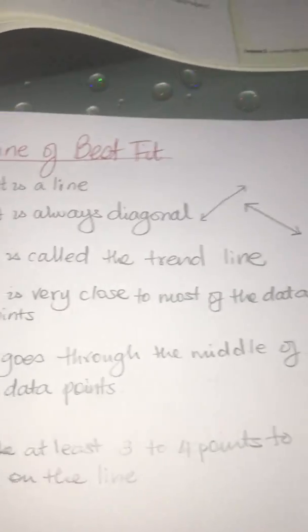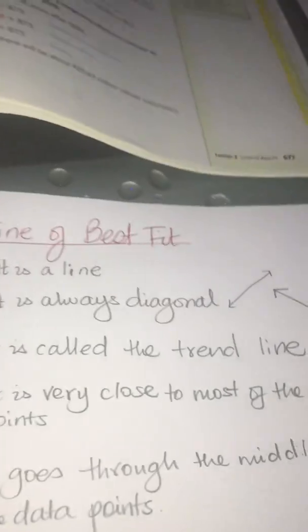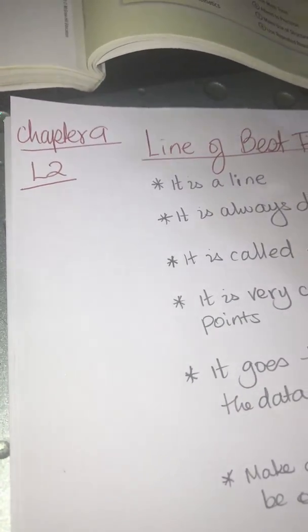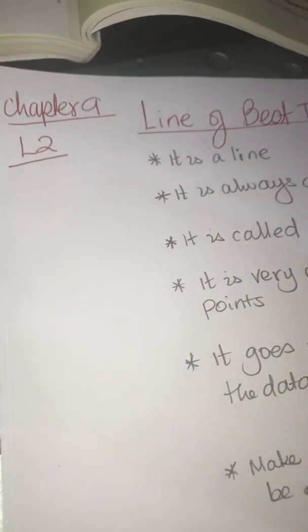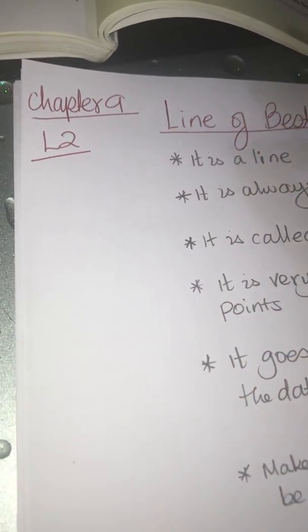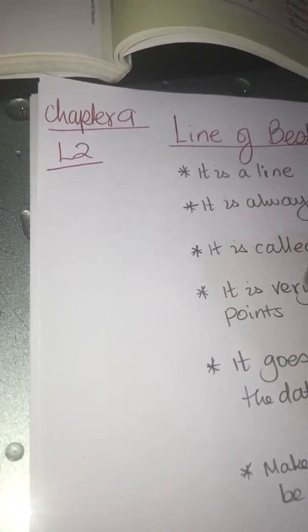Okay, this is grade 8, chapter 9, lesson 2, and the lesson is line of best fit. From lesson 1, you have learned how to differentiate between a graph that is linear and non-linear, a graph that is positive, negative, and the one that has no correlation. In this lesson, you have to use the scatter plot that you have drawn in lesson 1 to draw the line of best fit, okay?